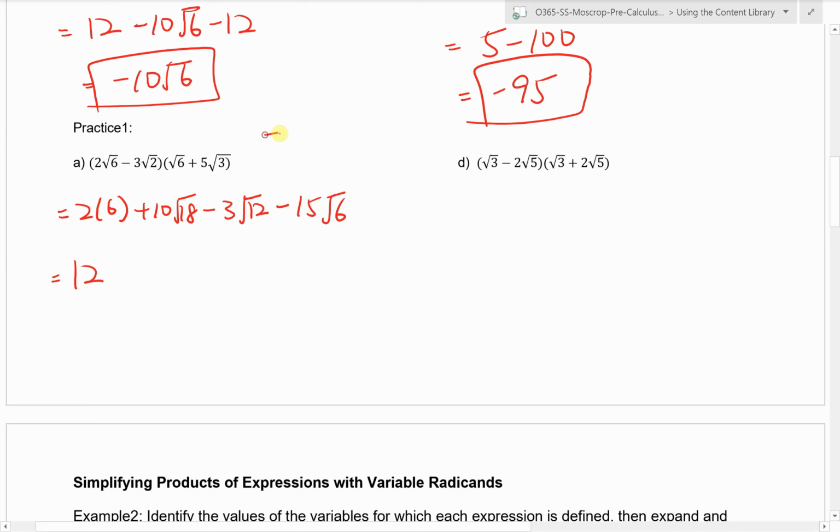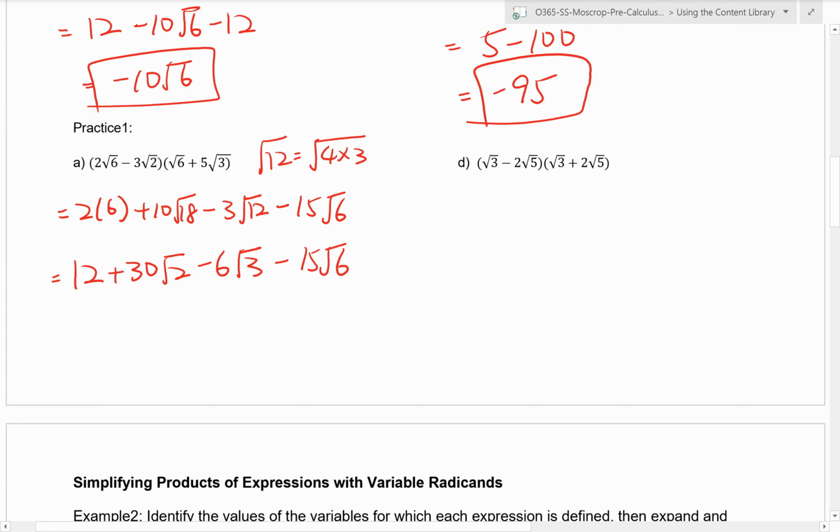Root 18, we'll do it on the side here, is the same as root 9 times 2. Square root of 9 is a 3. So we actually end up with 3 times 10, which is 30 root 2. Okay, so that's how you change 10 root 18 into 30 root 2. You can simplify that. Root 12 is the same thing as square root of 4 times 3. Root 4 is a 2. 2 times negative 3 is negative 6. We still have the root 3 there. And for the 15 root 6, there's nothing we can do, so we just copy it down.